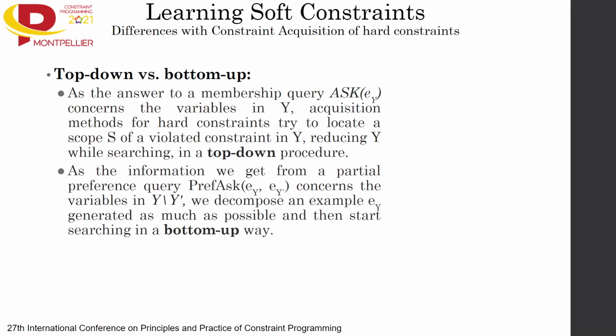Finally, exactly because of the previous differences, the procedure we use when trying to find a soft constraint is bottom-up, trying to exploit the information we get from the answers to preference queries regarding the additional variable assignments in one example over the other one. While in constraint acquisition of hard constraints, the procedure is typically top-down, reducing the variables that are instantiated in an example in order to find the violated constraint.